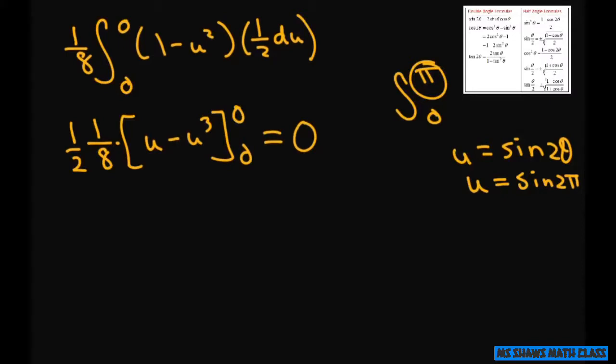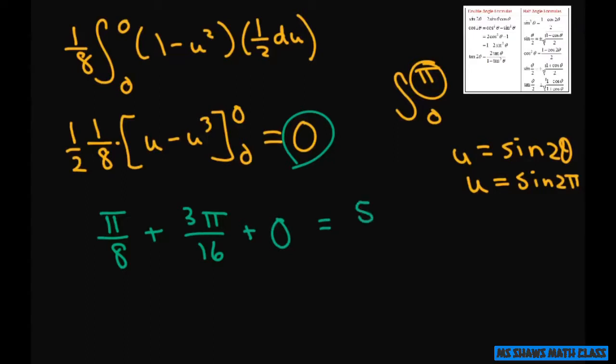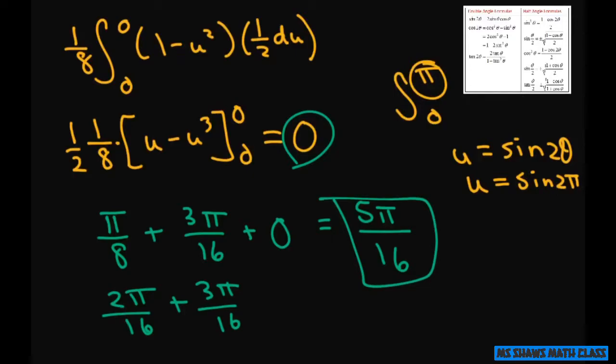So now, if you recall, the first part we had was pi divided by 8. The second integral we did was 3 pi divided by 16. And then this one is just 0. So our final answer is 5 pi, because you can write this as 2 pi divided by 16 plus 3 pi divided by 16. So all we have is 5 pi divided by 16. And that's it.